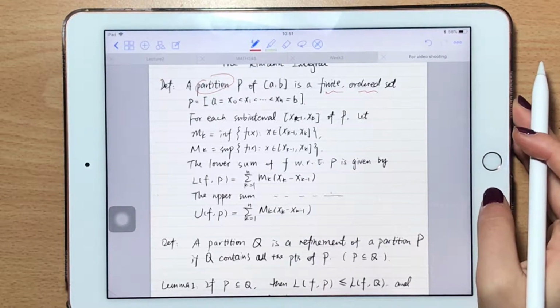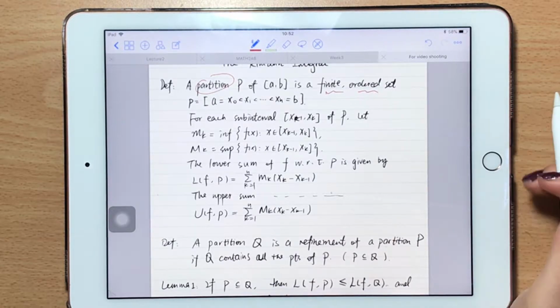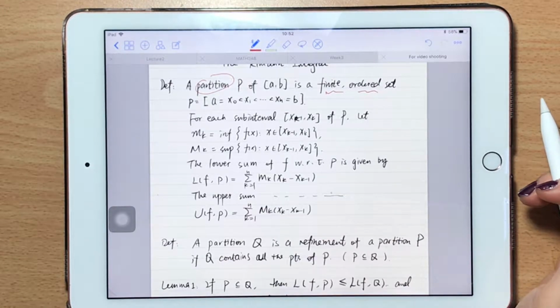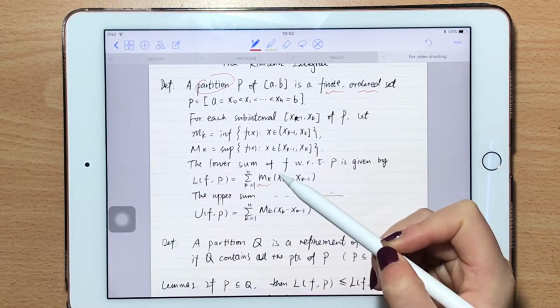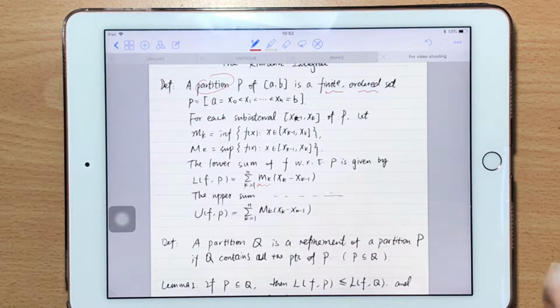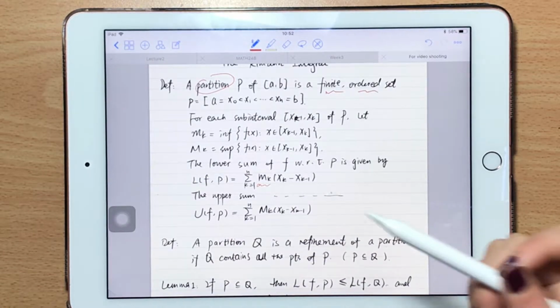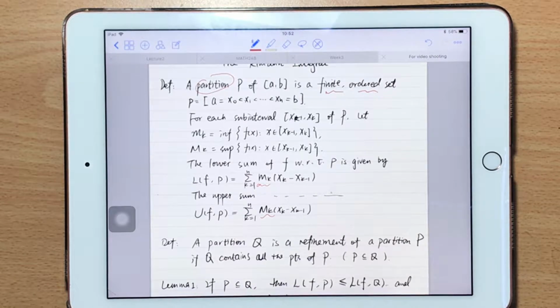We're going to introduce the lower sum and the upper sum of the function f with respect to P. It's defined as the sum of the areas of those small rectangles, right? But the difference is the height. For the lower sum, the height is the infimum of the function on each interval, and for the upper sum, it will be the supremum of the function on each interval.